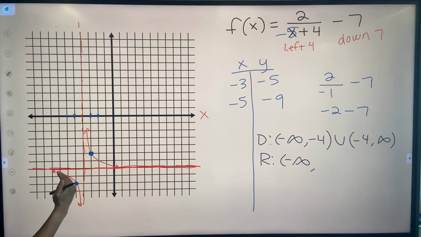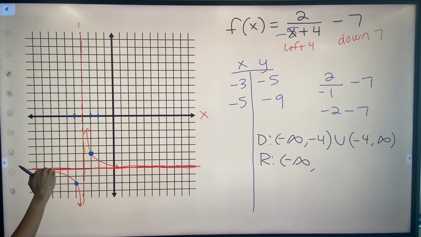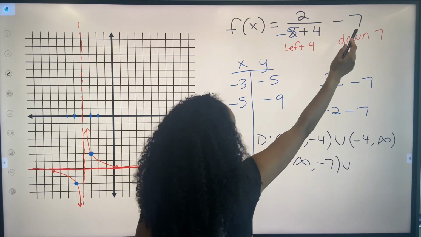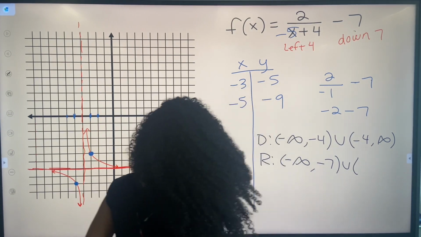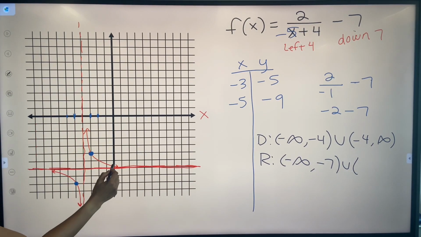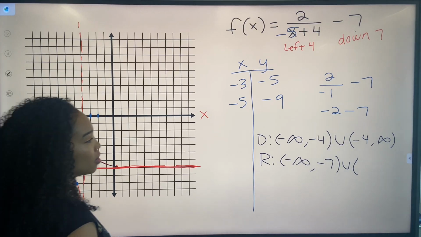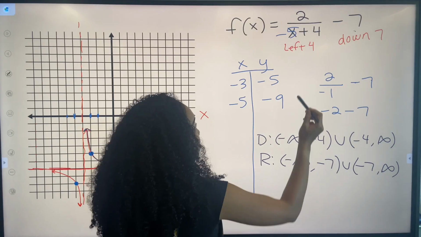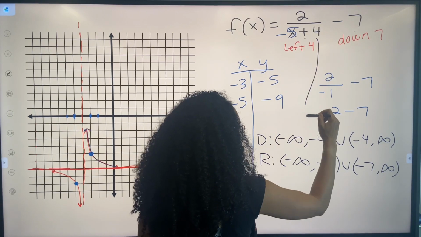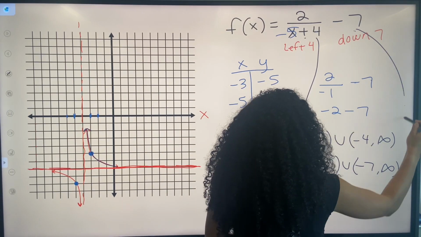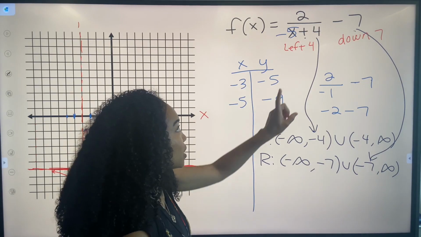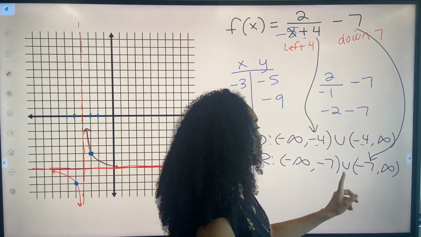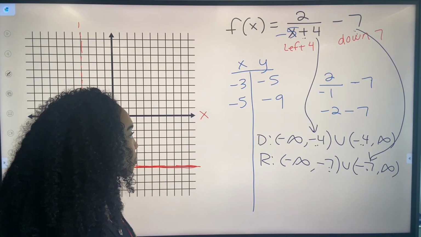Your range, this part is pointing down to -infinity. Follow the line, and it gets close to this asymptote. The asymptote is at -7 because it went down 7. Then continuing at -7, it goes up. So this is -7 to infinity. So guys, notice, these numbers should always match. This went left 4, so you should have -4s here. This went down 7, so you should have -7s here, okay?